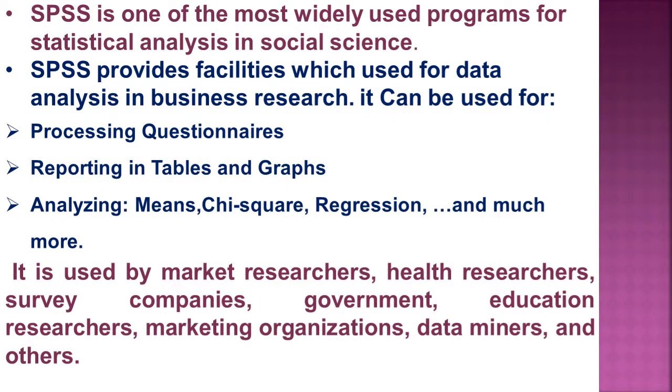SPSS is the most widely used program for statistical analysis in social science. SPSS provides facilities which are used for data analysis in business research. It can be used for processing questionnaires, reporting in tables and graphs, analyzing means, chi-square, regression, and so on. Many analyses will be made here.